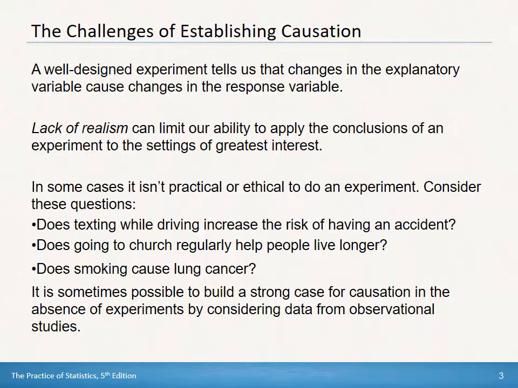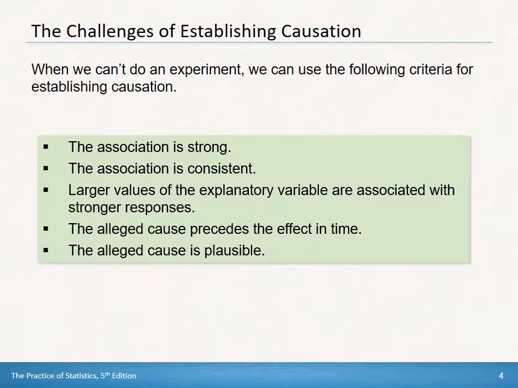But we talked about how observational studies don't show causation. There are very rare instances where it is possible to build a strong case for causation. It doesn't mean that it 100% proves it, but it can be strong enough that we can use an observational study to say that something causes something else to happen. So when we can't do an experiment, like with smoking causing lung cancer, we can use the following criteria to establish causation through observational studies.